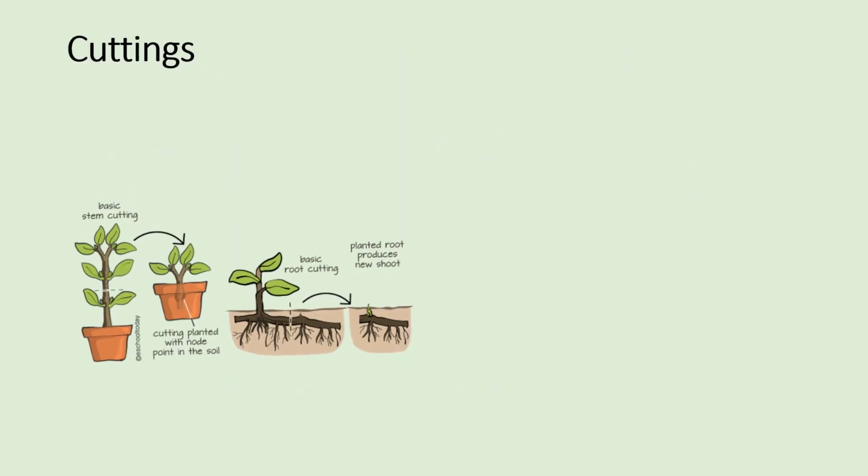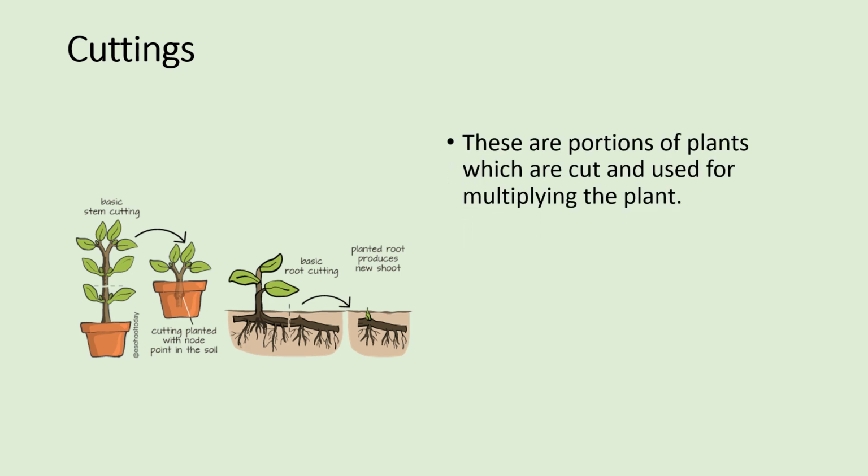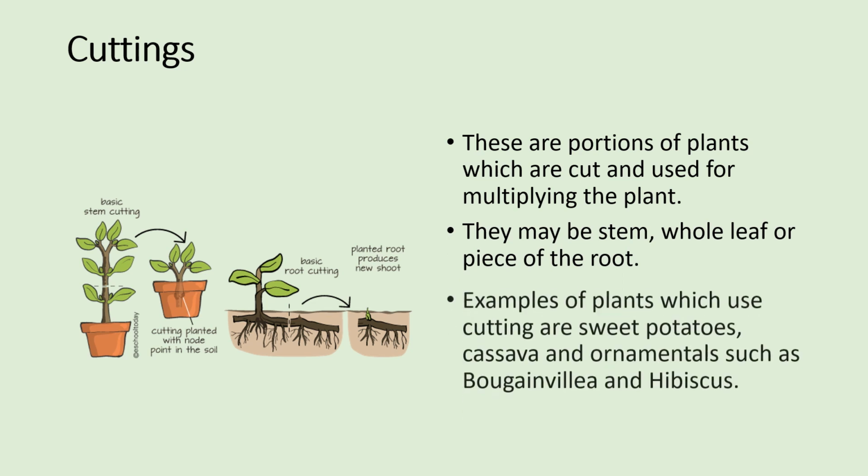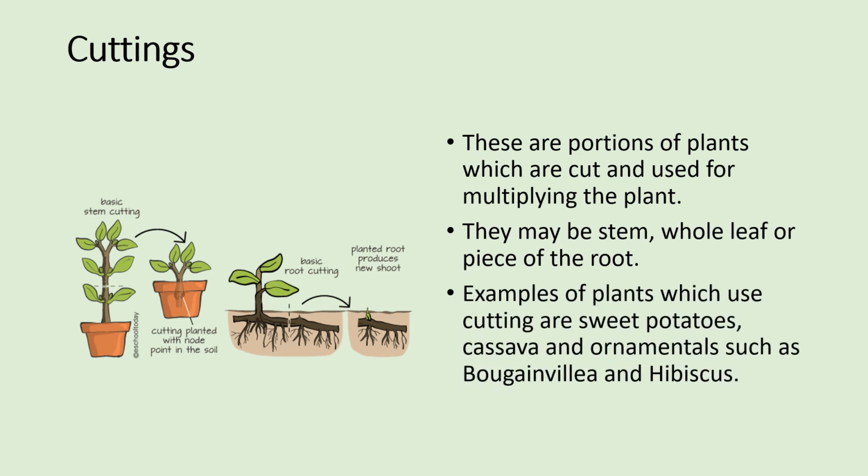Cuttings. These are portions of plants which are cut and used for multiplying the plant. They may be stem, whole leaf, or piece of the root. Examples of plants which use cutting are sweet potatoes, cassava, and ornamentals such as bougainvillea and hibiscus.